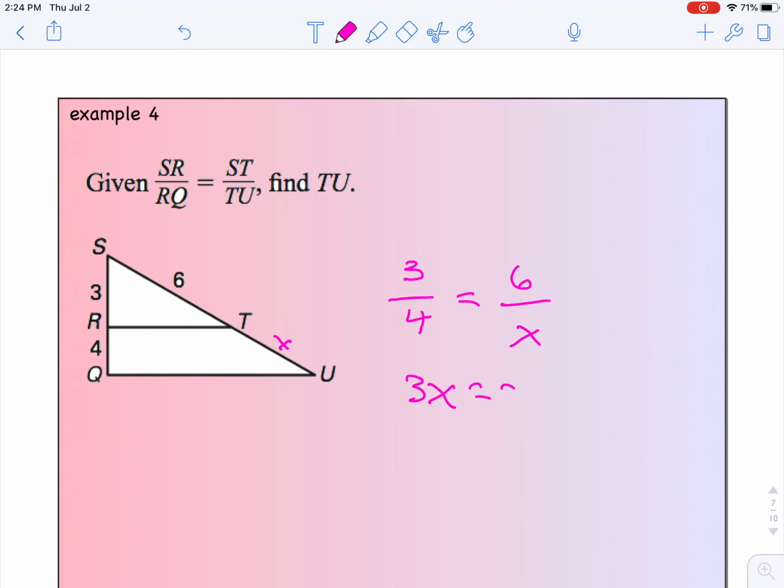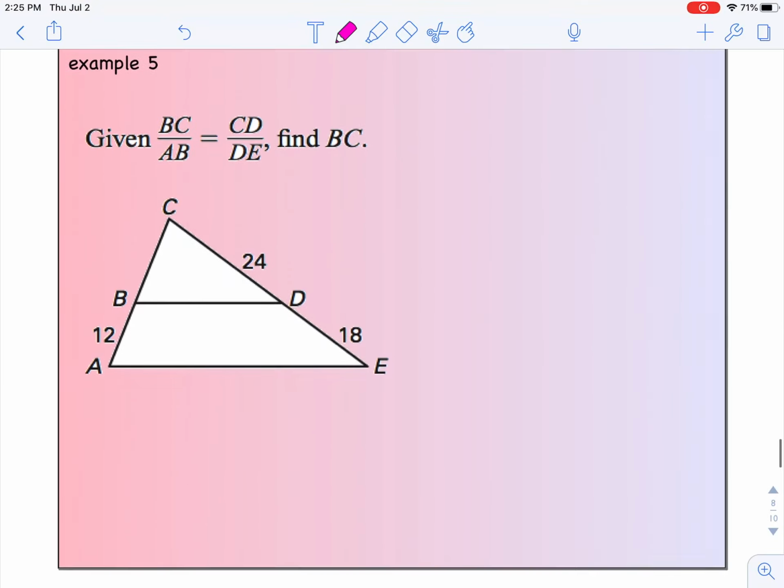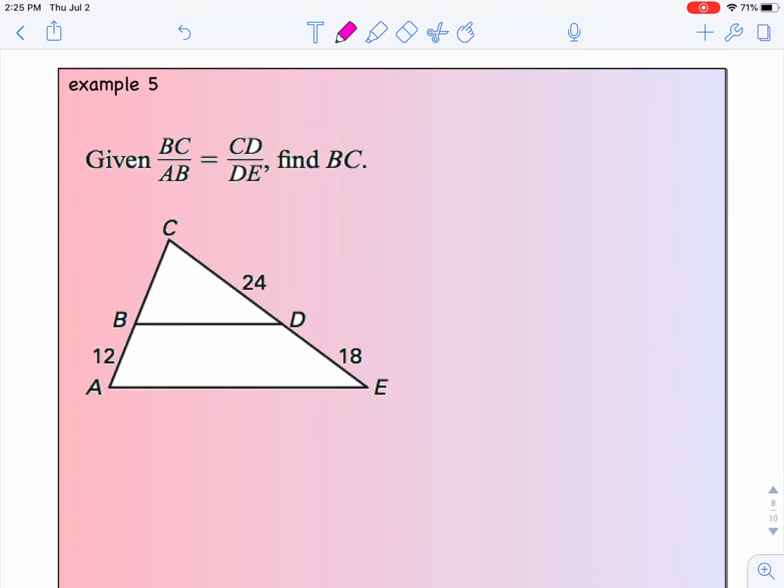So we just get 3X equals 24. And so TU, or X, equals 8. So TU equals 8 units, since that's what we called it. Pretty simple. Here's another one, but always be careful of your letters together. But go ahead and see if you can set this one up.